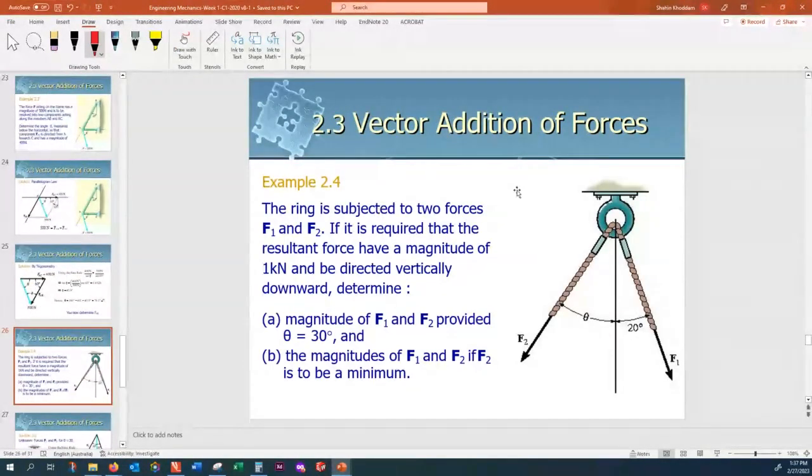If there is no more question, the next example is you have a bracket fitted to the ceiling, and that is taking two forces together. One force is at a 20-degree angle, and the second force is at an angle theta. So if theta is equal to 30 degrees, what is going to be the resultant? So we know that F1 plus F2 is equal to the resultant.